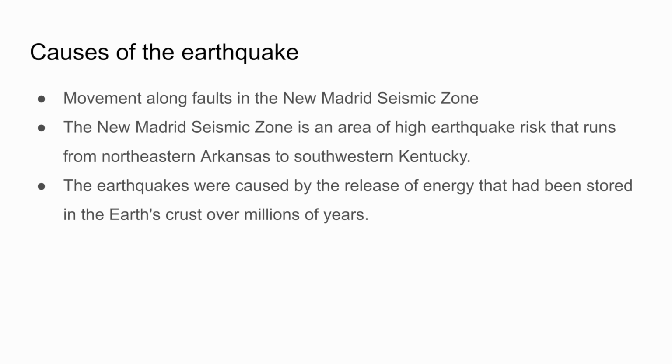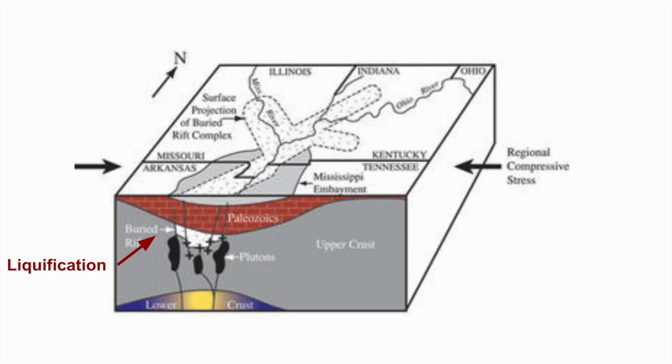Causes of the earthquake. The biggest cause was movement along faults in the New Madrid seismic zone. The New Madrid seismic zone is an area of high earthquake risk that runs from northeastern Arkansas to southwestern Kentucky. The earthquakes were caused by the release of energy that had been stored in the Earth's crust over millions of years. And this is just an image of what the faults looked like.